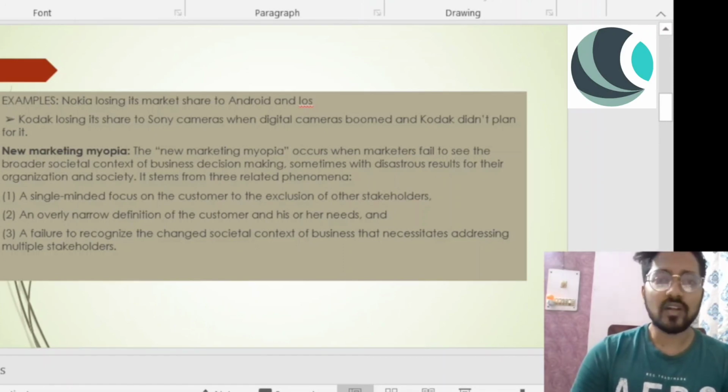So this is the new marketing myopia. I'll just briefly summarize this in Hindi as well.